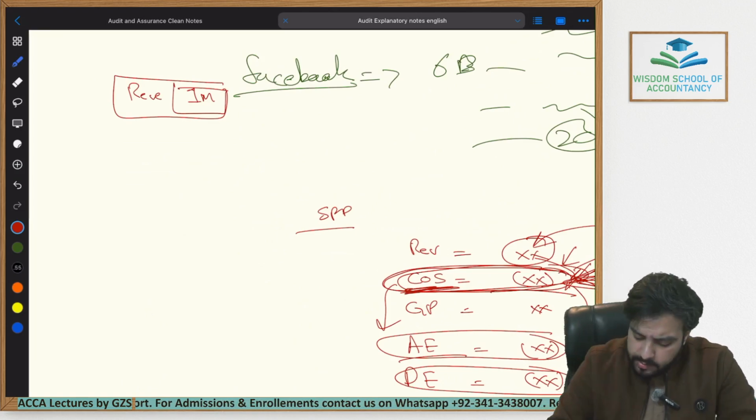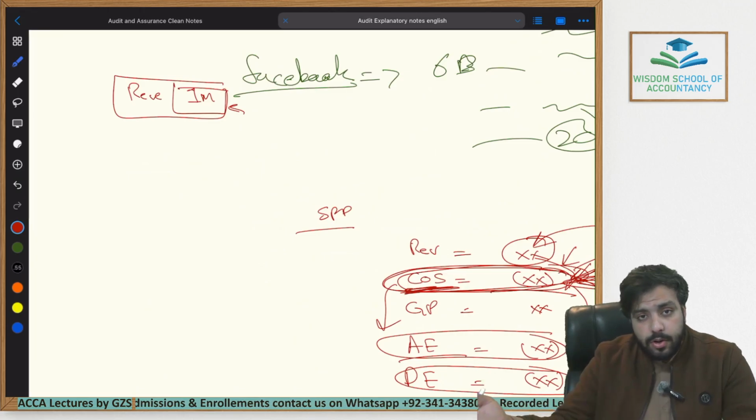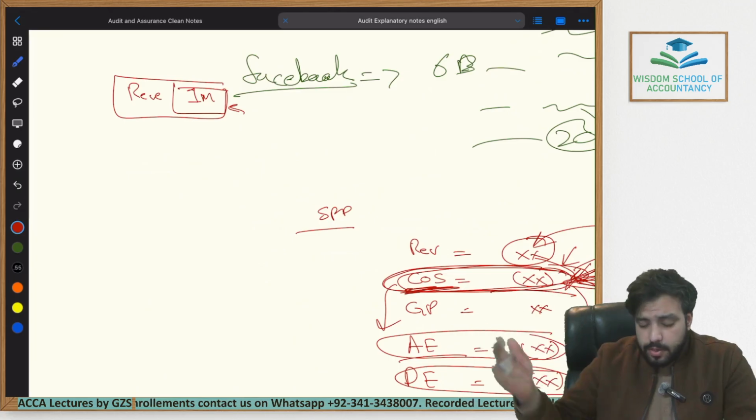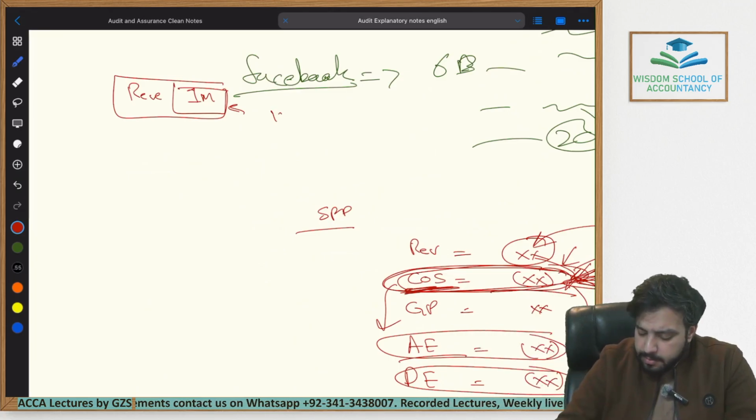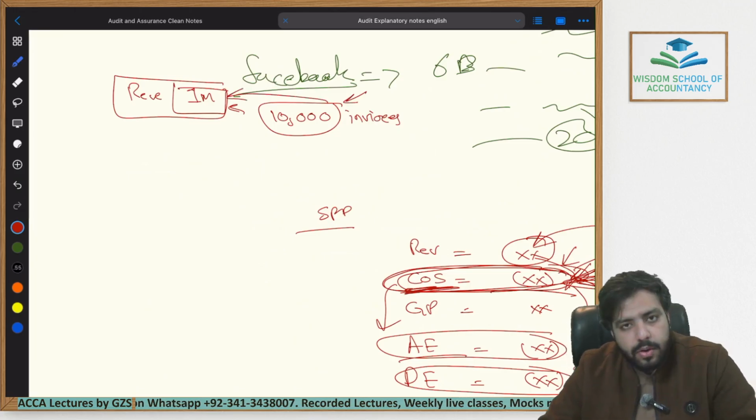But how does the management record revenue? There are multiple transactions that are recorded against revenue. Let's say there are multiple different transactions, thousands of different invoices. The total breakup that makes up the $1 million revenue would be 10,000 different invoices of sales. Adding all of those invoices makes up a revenue of $1 million.